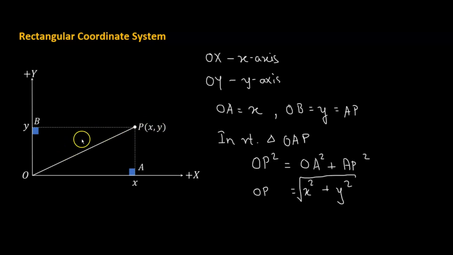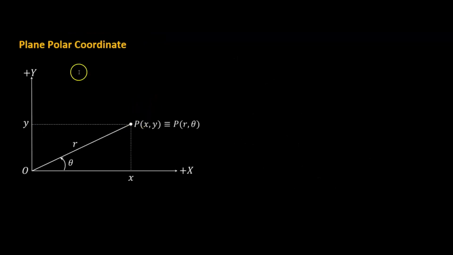So the next coordinate system that we'll introduce is the plane polar coordinate system. That coordinate system becomes useful whenever we're trying to find out the motion of a particle that's not in a straight line but in a curved path. So let's do that. Here we have the point P in space. In the rectangular coordinate system, it had the coordinates x, y.